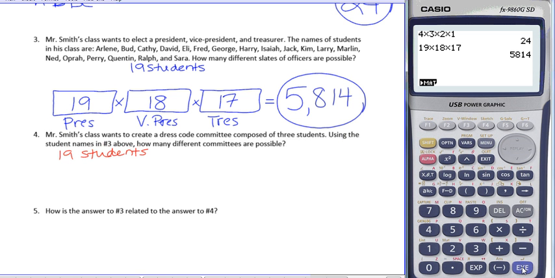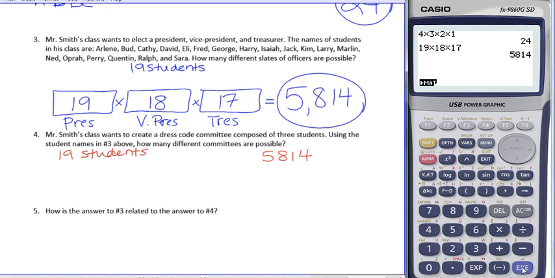Except for now, we're creating a dress code committee composed of 3 students. Using the student names in number 3 above, how many different committees are possible? So in number 3, it made a difference whether you were chosen first, second, or third. So if it mattered what order we were chosen, there would be 5,814 of them.